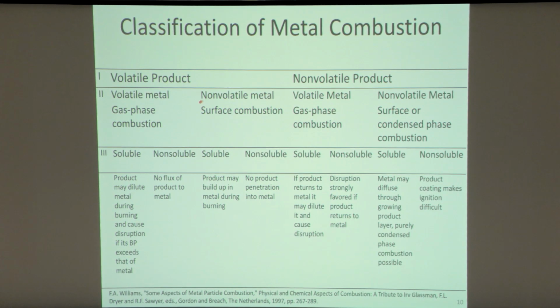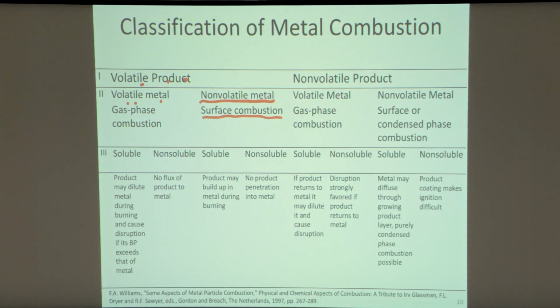So in this particular case here, the non-volatile metal would have been boron combustion. So I have a surface reaction. I form B2O3 in the gas state, or it's decomposed. If I have both a volatile metal and a volatile product, then that's more like a droplet combustion. Basically, they're both burning in the gas state, and I don't form any condensed phase products.